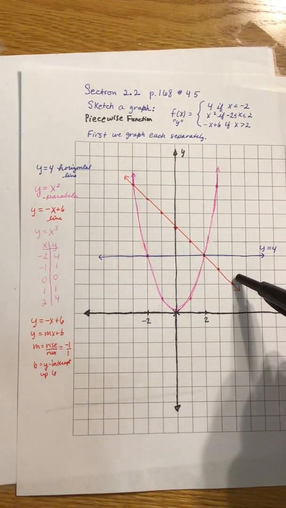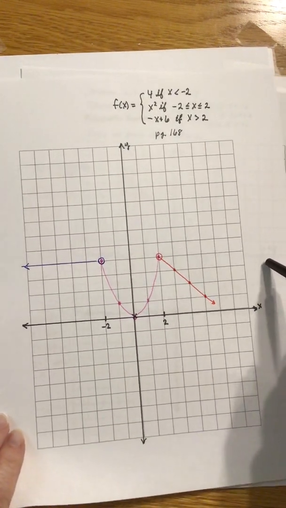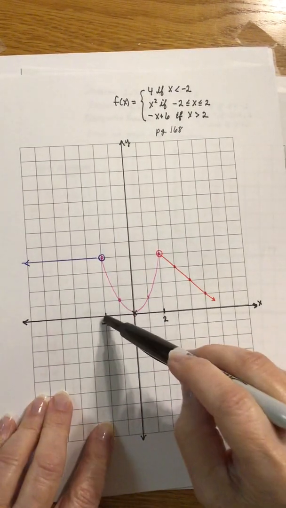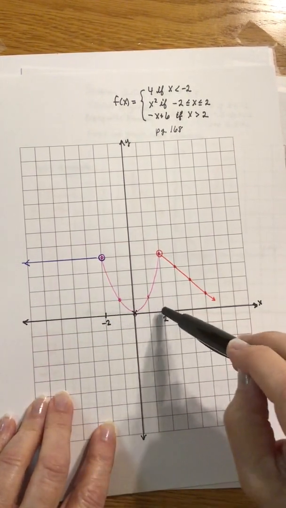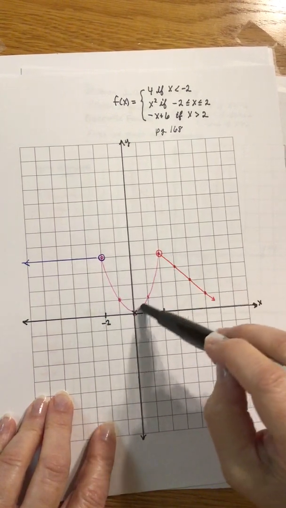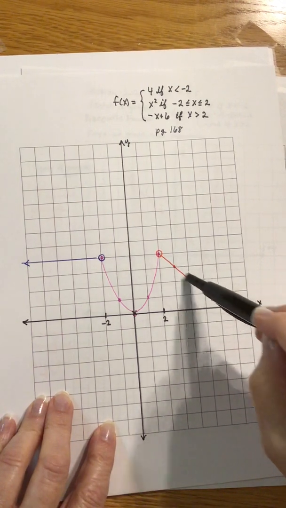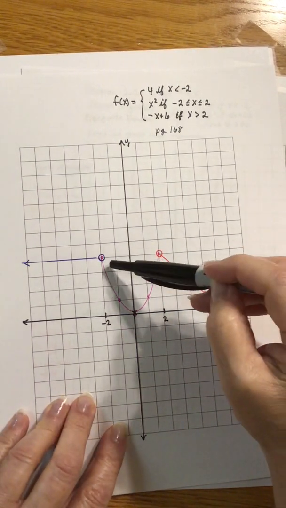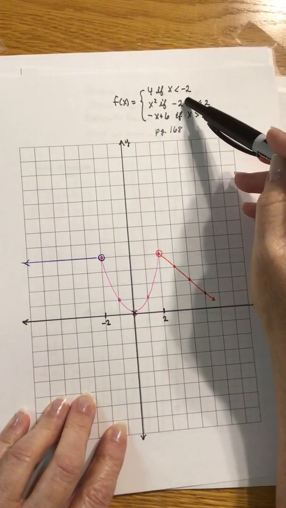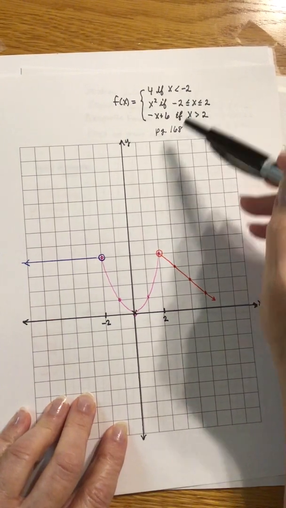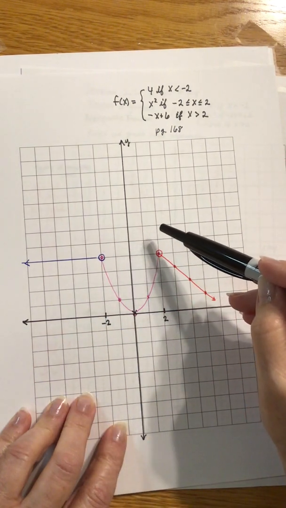So this is what it's going to look like when you get all three parts separated out. From negative 2 down, we just have the horizontal line. From negative 2 to 2, we have the parabola piece. And from 2 to infinity, or x greater than 2, we have the line. Now, what I did was I also indicated here the less thans and greater thans. So if x is less than negative 2, that's an open circle. So we have this blue open circle and an arrow to the left for the y equals 4.